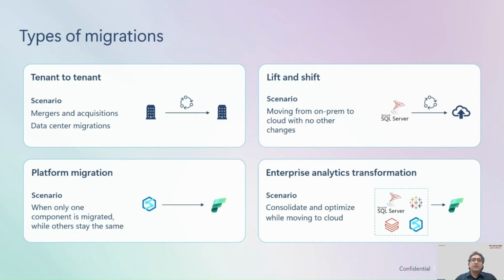The second one is the lift and shift migration. Organizations are looking to move workloads from on premises to the cloud, typically as part of a broader digital transformation. It focuses on migrating data and workloads with minimal changes. Sometimes only a single component, such as a data warehouse, reporting tool, or analytics engine, is migrated, while other components remain unchanged. This is the platform migration.